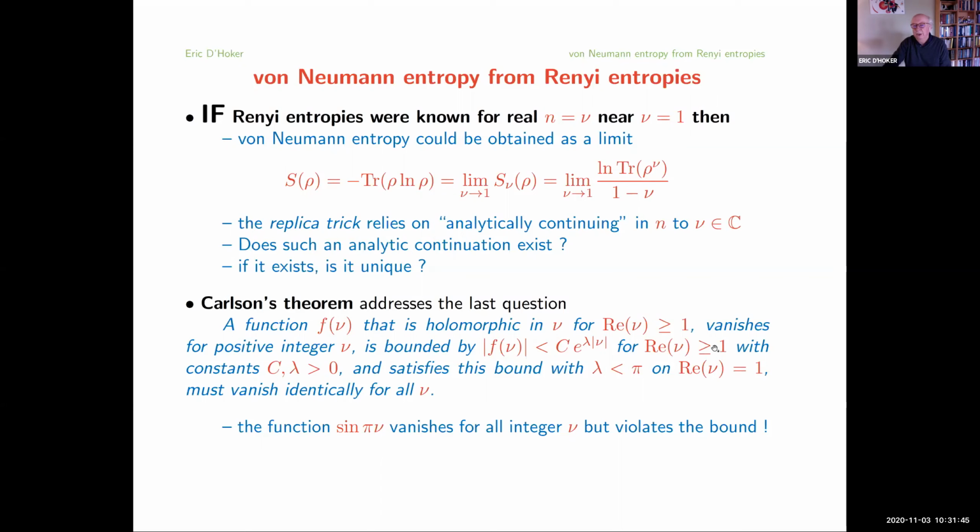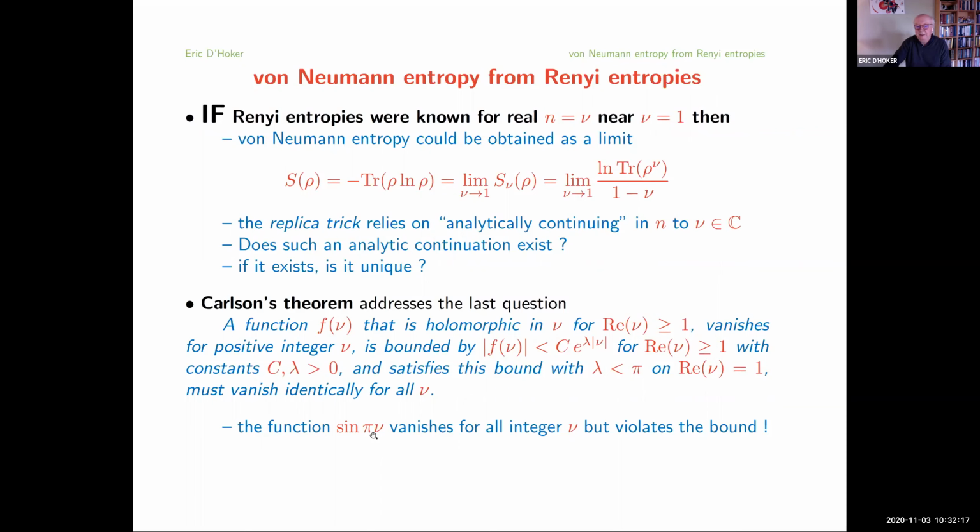over the real part of nu larger than 1 by an exponential, where c and lambda are positive numbers, and satisfies this bound with lambda less than pi for the real part of nu equal to 1, then the function f must vanish for all nu. So the reason you have these bounds here is that there are, of course, a lot of functions that vanish on the real positive integers.